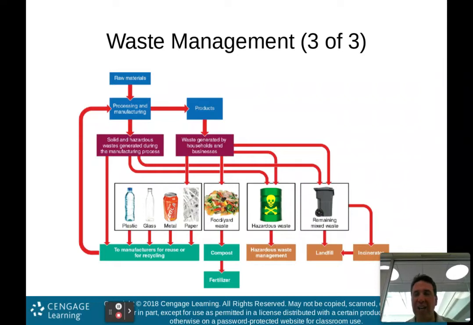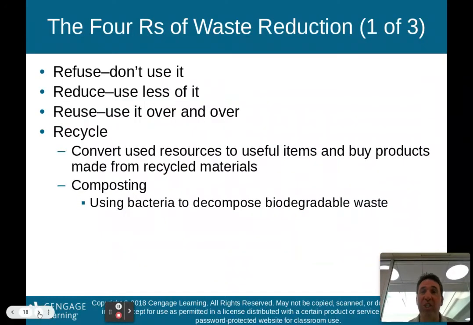All right, so again, understand what integrated waste management is. It's not only managing what we have, but also trying to reduce for the future so that we don't have as much waste. So how are we going to do that? There are 4 R's of waste reduction: refuse, reduce, reuse, and recycle. I would definitely put the 4 R's to memory.